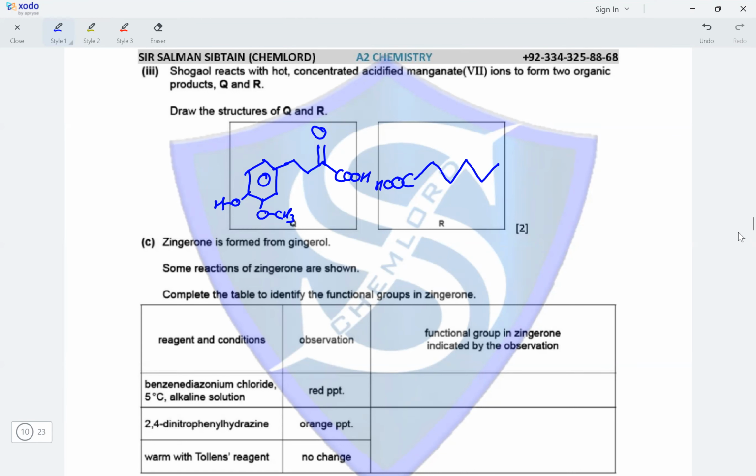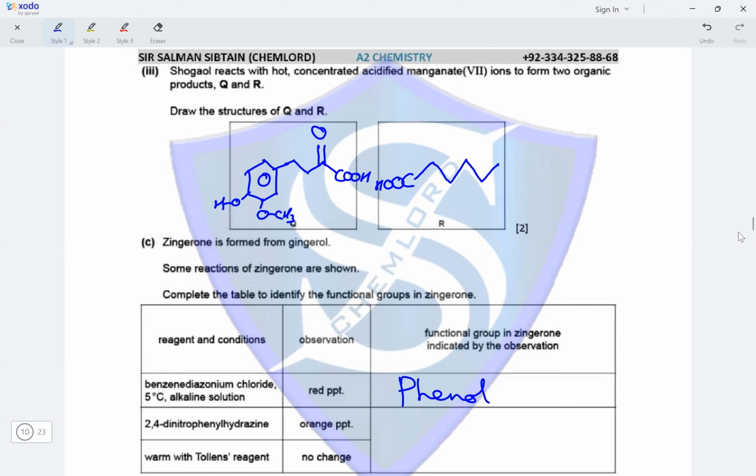Zingerone is formed from gingerol. Some reactions of zingerone are shown. Complete the table to identify the functional groups in zingerone. So, benzene diazonium chloride at 5 degrees Celsius and alkaline solution, and the observation is a red precipitate. If benzene diazonium chloride is reacting with zingerone, then the functional group in zingerone would be a phenol group, because a phenol reacts with benzene diazonium chloride to form an azo dye, which is a colored dye, and the color here is red.